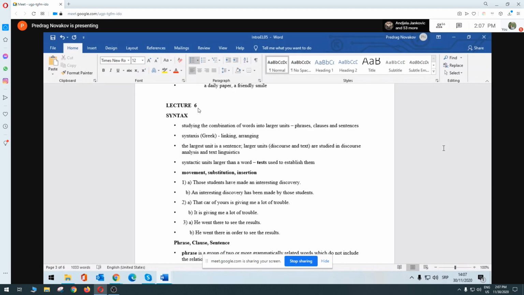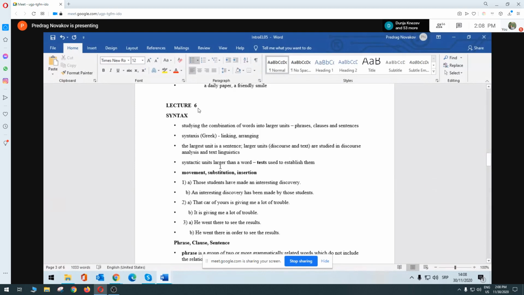Exactly. Okay. So text, it means written communication, something written, as you said, on the piece of paper. And discourse is oral communication, so like dialogues and so on. Yes. Okay. So that's why we have discourse and text studied in discourse analysis and text linguistics. Okay. So sentence is the largest unit in syntax, but there are larger units not studied within syntax.